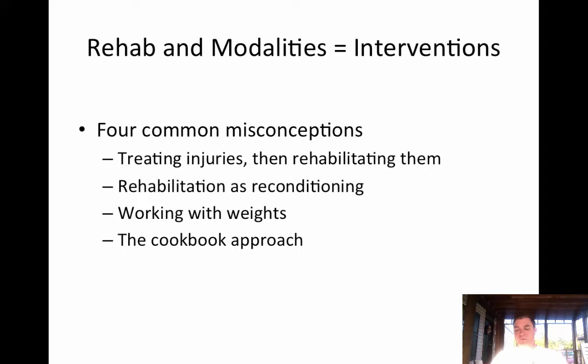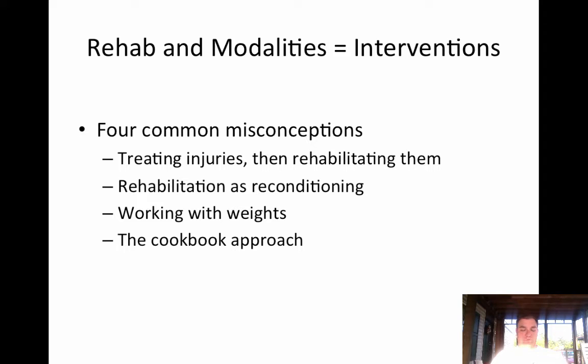Rehabilitation would be improving the patient to get to that point of reconditioning, or work hardening, it's sometimes called. Working with weights. I pick things up and put them down, right? No, we're not personal trainers. We're not strength coaches. I don't work with weights really at all, honestly.